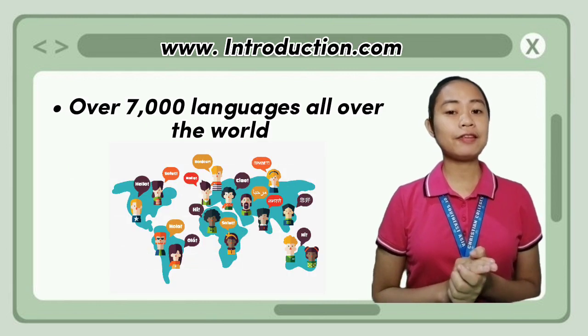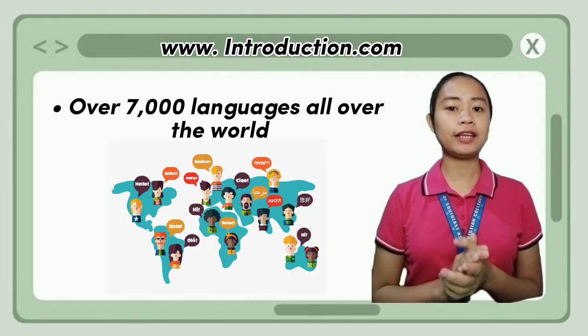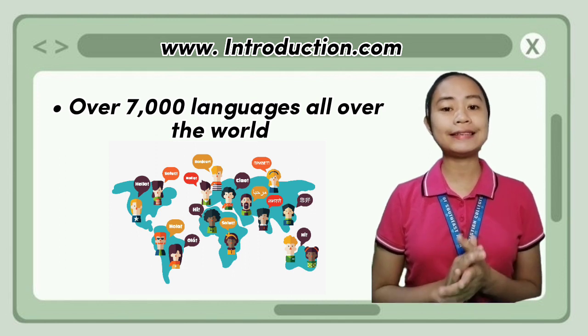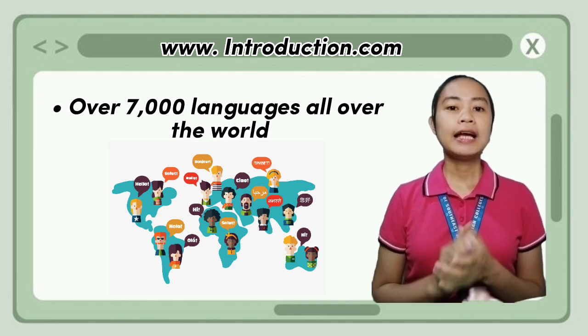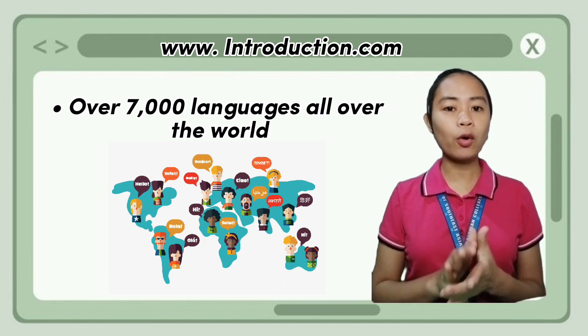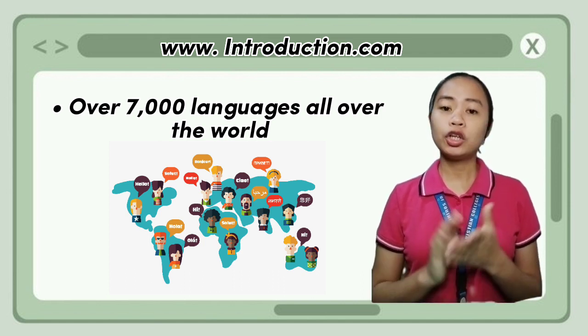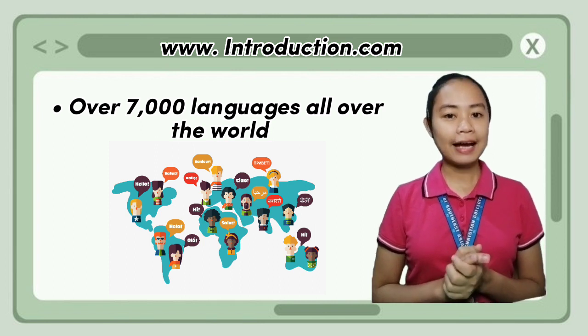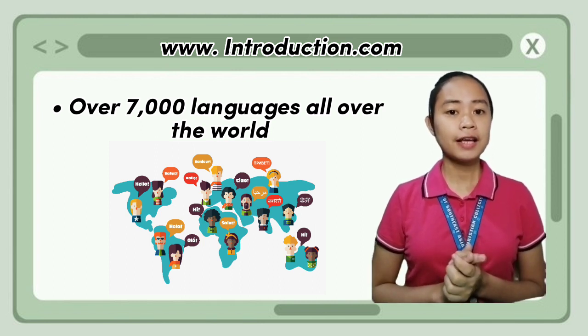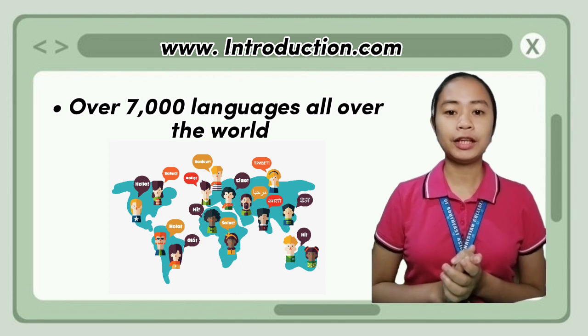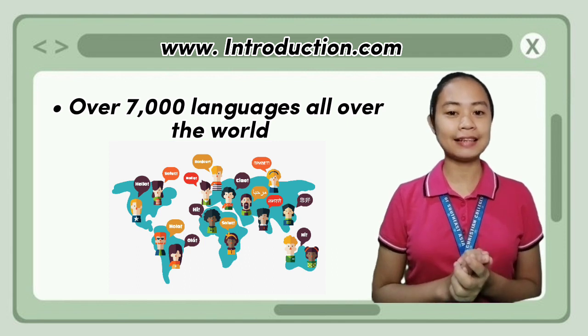There are over 7,000 languages spoken in the whole world with different sounds and history. Some languages are more spoken than others depending on the statistical variable you choose to focus on, like the number of native speakers or the number of people that speak the language as a second language.